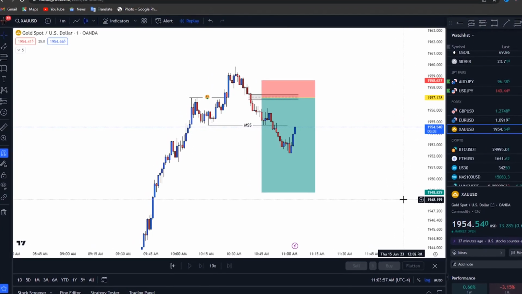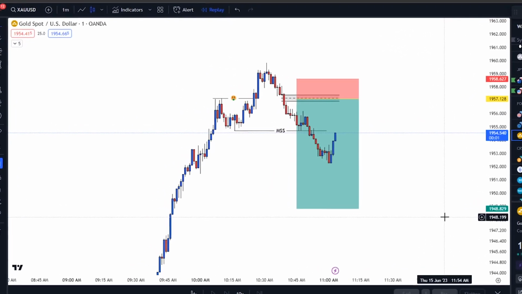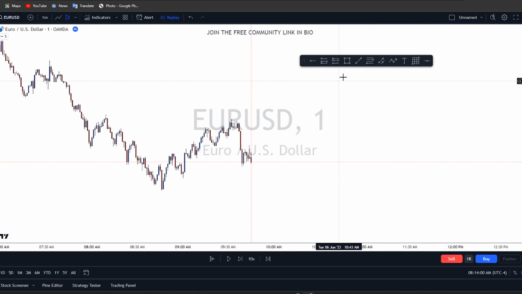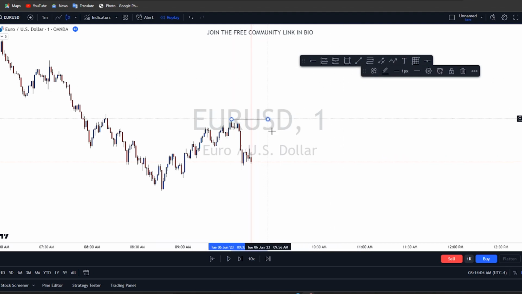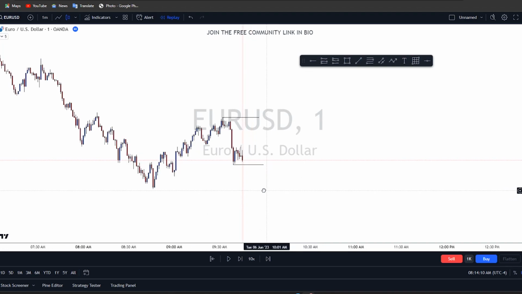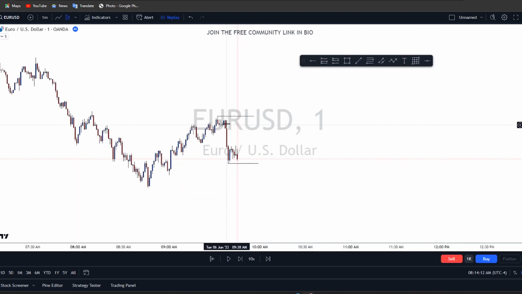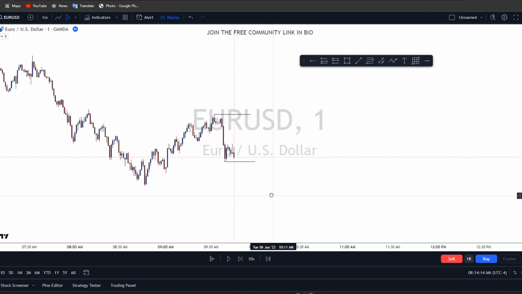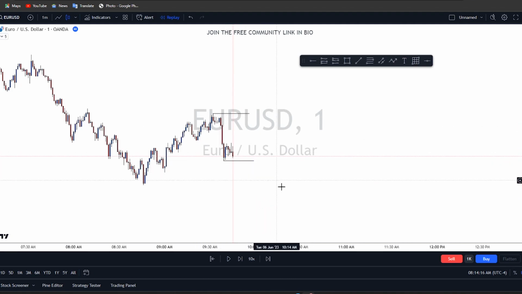The best way to use ICT's silver bullet strategy. What I've noticed with the ICT's silver bullet strategy is that it works best if you start looking for liquidity sweeps before 9:45 comes. You want to find your areas where you want to see liquidity being swept. So here is sell side, this is buy side.